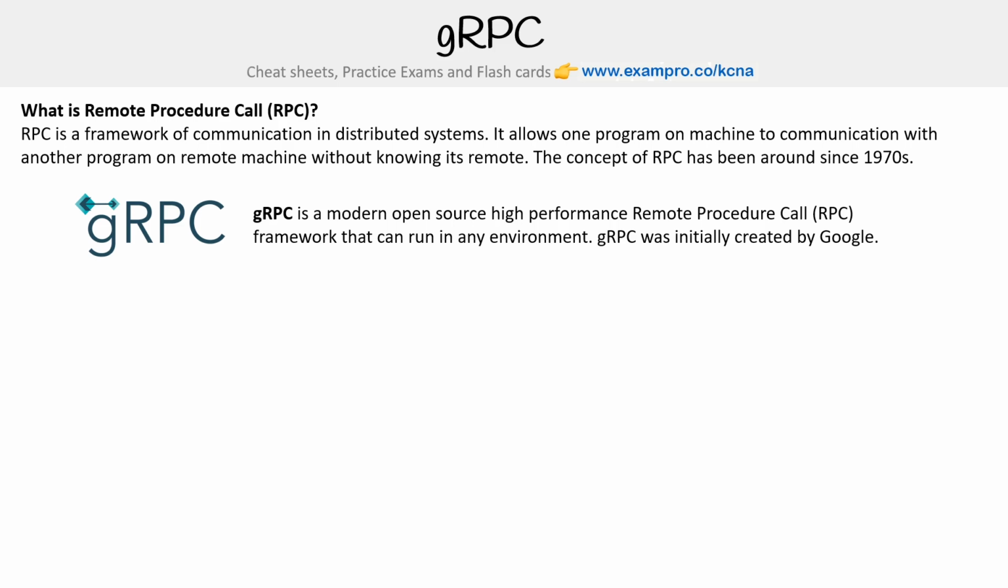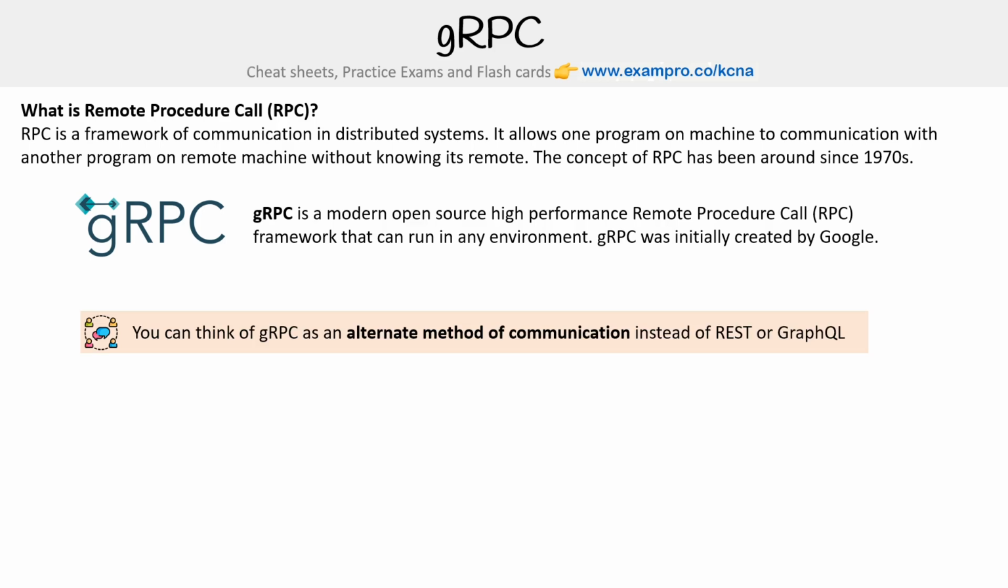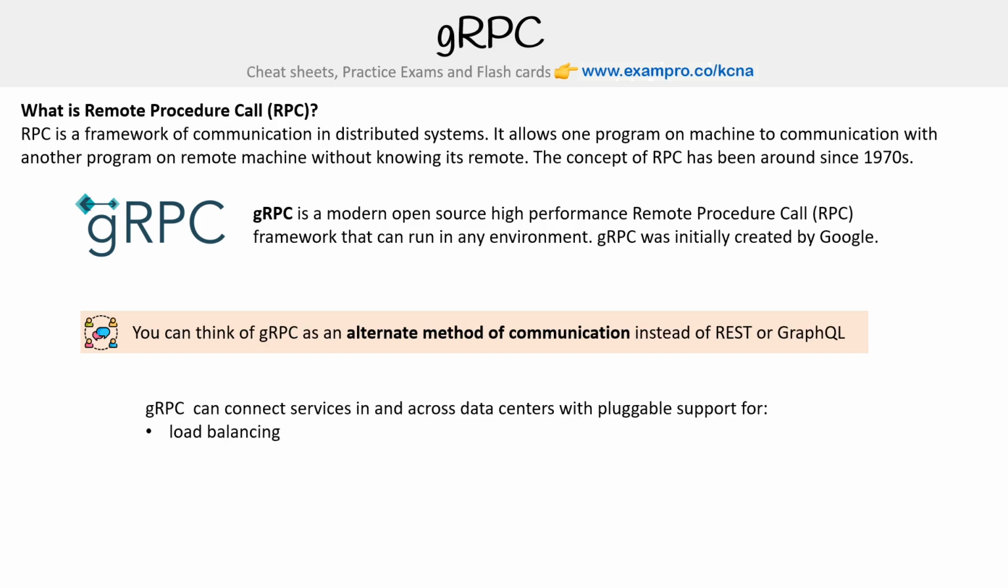It's a modern open source high performance RPC framework that can run in any environment, and gRPC was initially created by Google. So you can kind of think of gRPC as an alternate method of communication instead of REST or GraphQL. And it can connect services in and across data centers with pluggable support for load balancing, tracing, health checking, authentication, and probably more. So let's try to take a look at how this actually works.